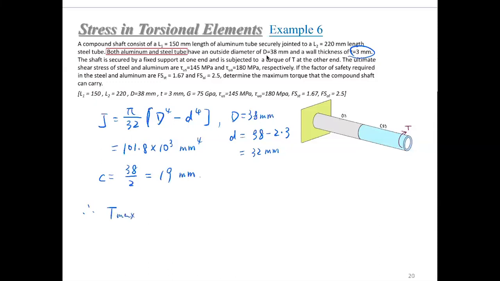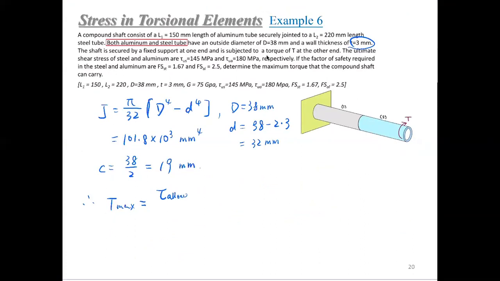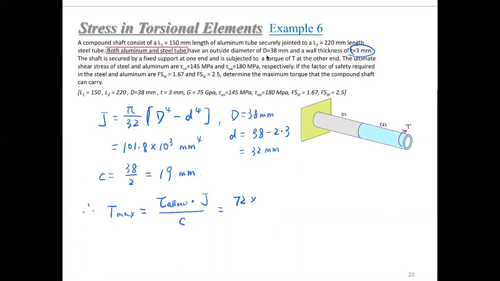So the T max will be the tau allowable times J over C. The tau allowable is 72 MPa, so 72 MPa times 101.8 thousand millimeter to the fourth over C, that is 19. Since we have been using consistent unit systems, MPa, millimeter, etc., we will directly get Newton millimeter. It's 385,800 Newton millimeter. So if this is your design task, your final report should say that the T allowed by this system should not be higher than this T max.